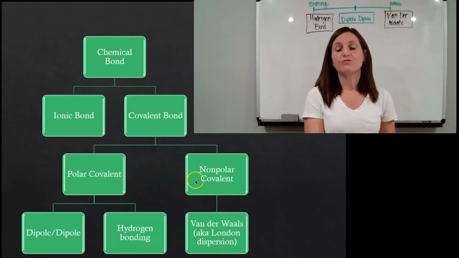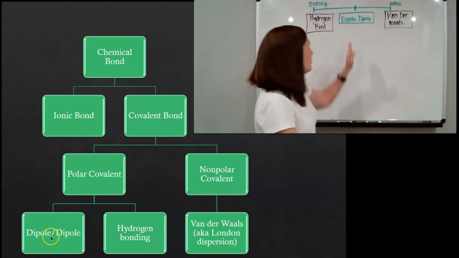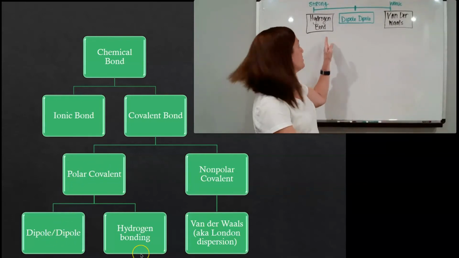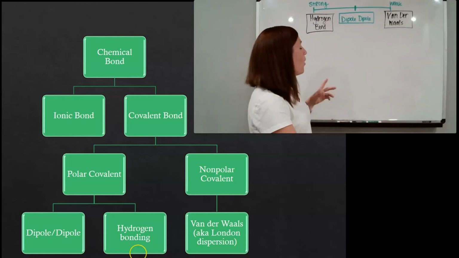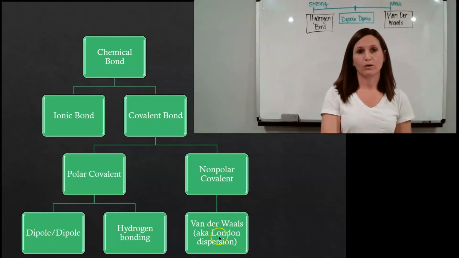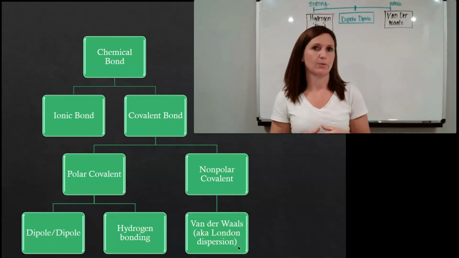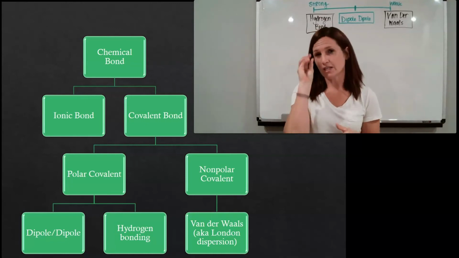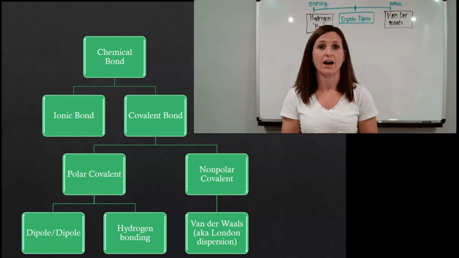And then once we've formed polar covalent bonds, we can see a dipole-dipole or a hydrogen bond, okay, in our polar bonds, or in our non-polar bonds, we can see that van der Waals or London dispersion interaction that gives us just that dipole moment, that temporary shift, and the larger cumulative effect.